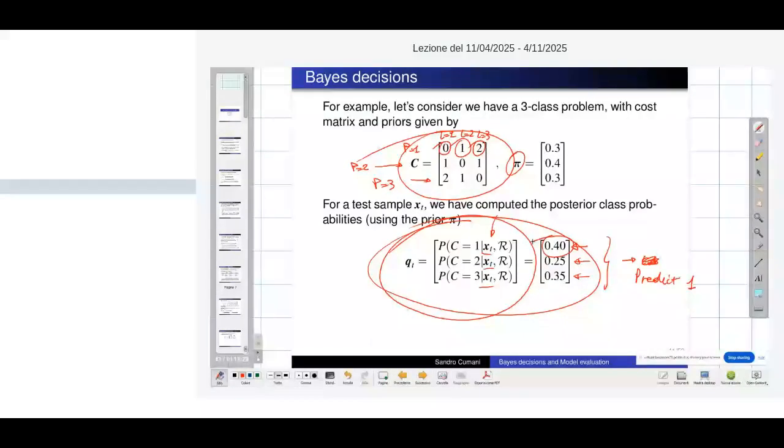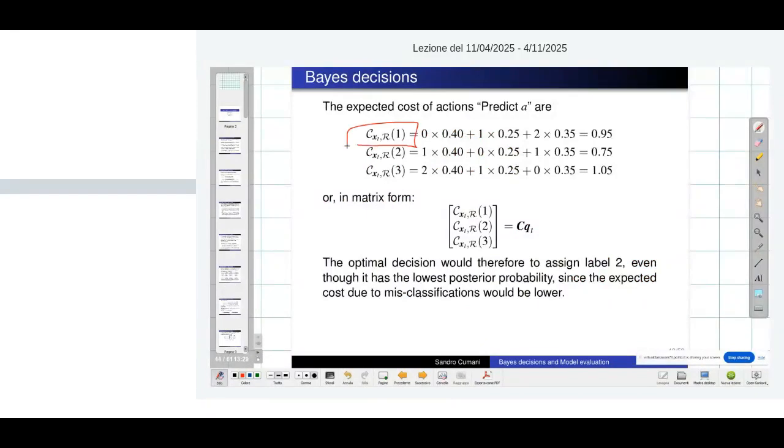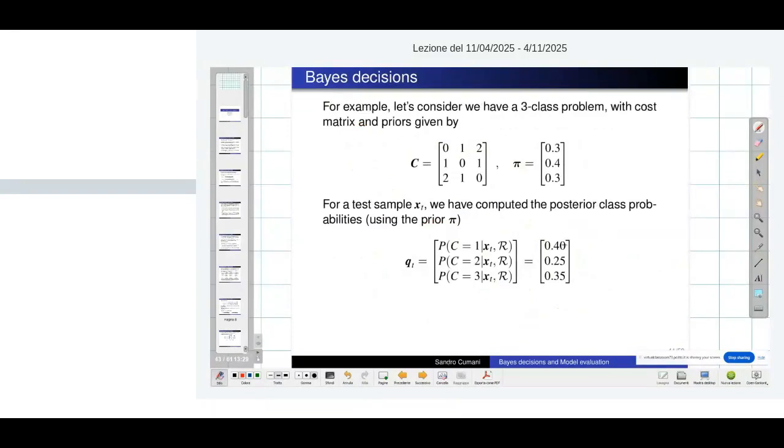But let's now take into account the cost of mistakes. What is the cost of labeling as 1? According to our classifier, if we label as 1, we have a 40% probability of being correct. So we have a 40% probability of paying 0. If we label the point as 1, there is a 40% probability that the sample is from class 1, according to the recognizer, so there is a 40% probability that we will pay a cost 0. However, there is a 25% probability that the sample actually belongs to class 2. What is the cost that we will pay in this case? If we label the sample as 1, but the sample is from class 2, how much will we pay?